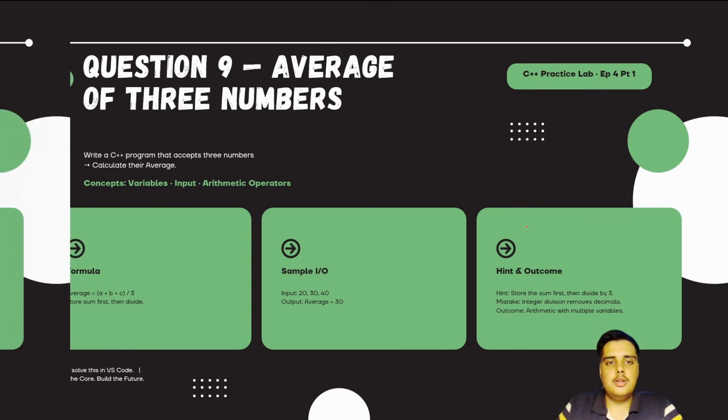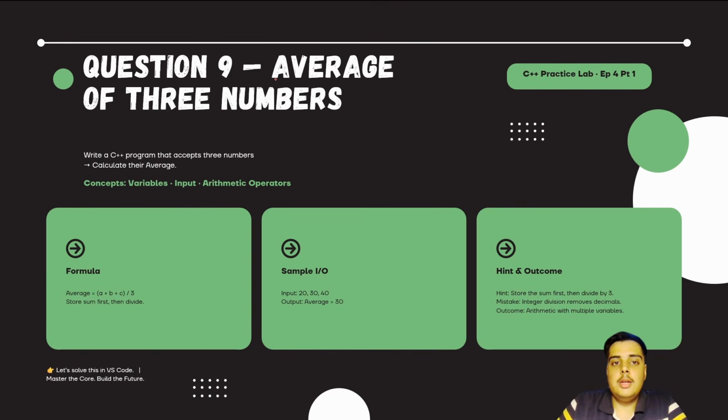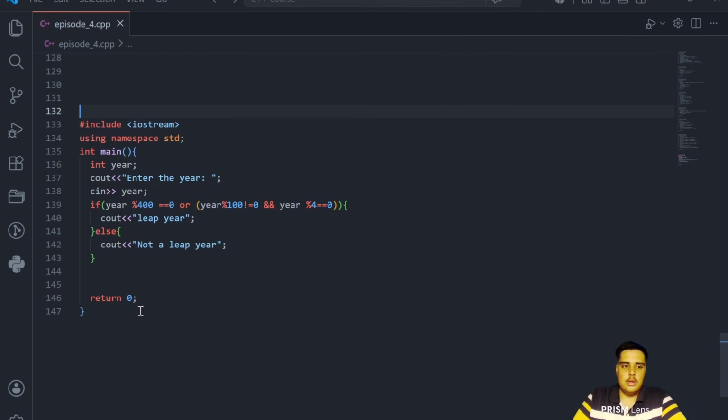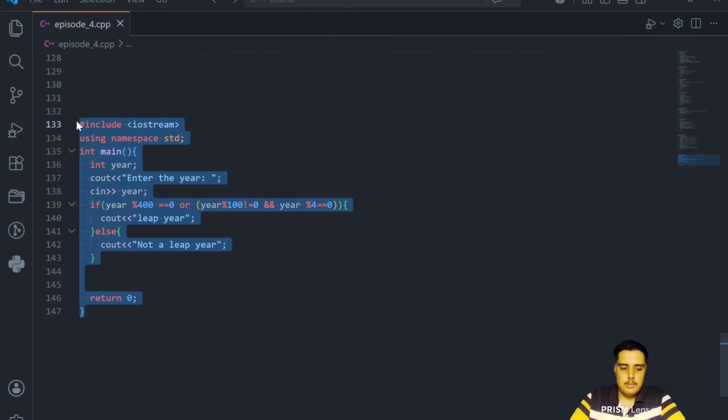So coming to the next question, we have to calculate the average of three numbers. The simple formula for it is to take all three numbers and divide by 3. So let's say 20, 30 plus 40, which can be 20 plus 30, 50, 50 plus 40 is 90, and then we divide by 3 and get output as 30. Simple, very simple, it's easier than the last one. So now coming back to VS, if you want to try, you can try it by yourself also.